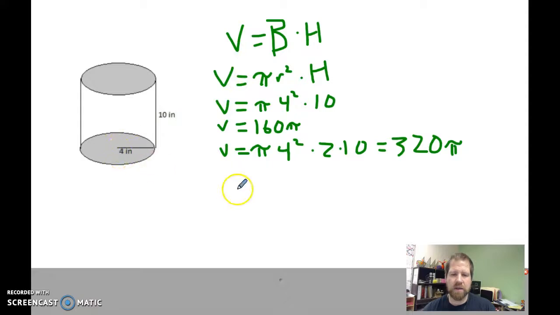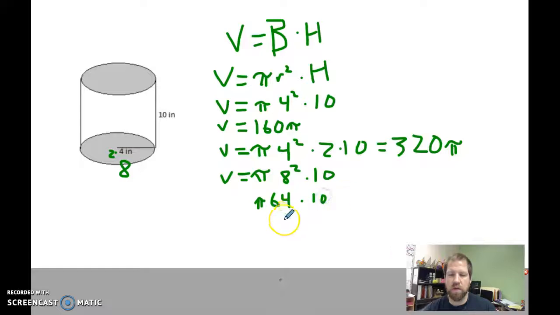Okay? Now let's look at that radius. That's the one that's kind of throwing me off. So if I double my radius, okay, I say it's 2 times 4 or 8. Okay? If I have my pi times 8 squared, and let's go back to our original, times 10. Okay, well now what's 8 times 8? What's 8 squared? 8 squared is 64 pi times 10 would be 640 pi. Well, that's a lot different.